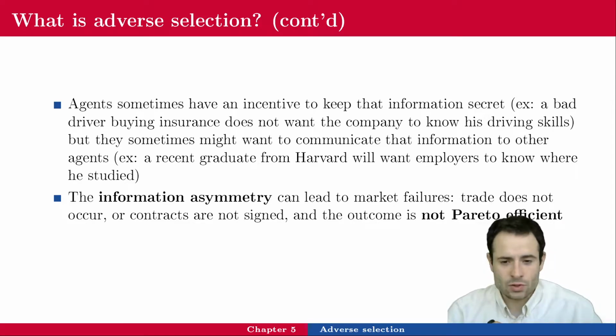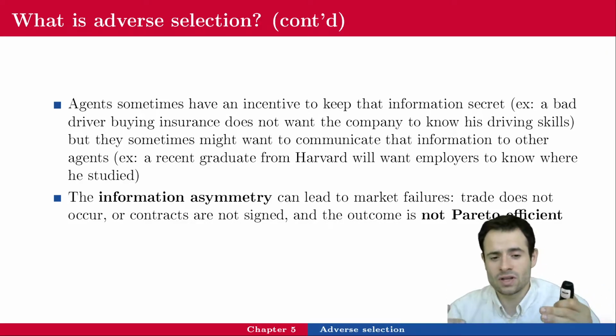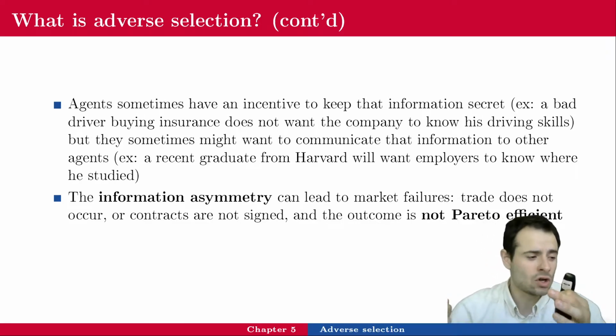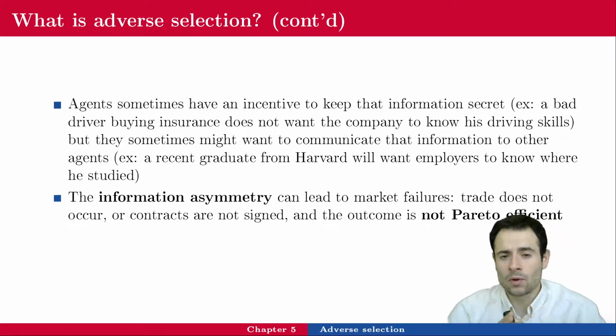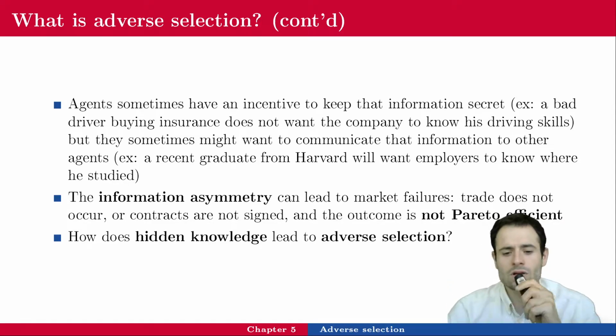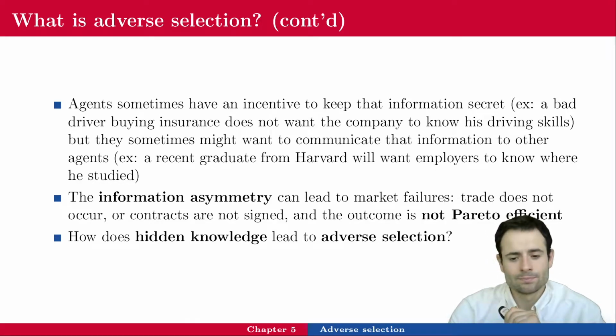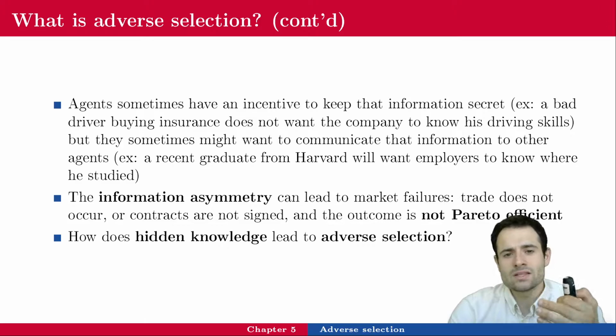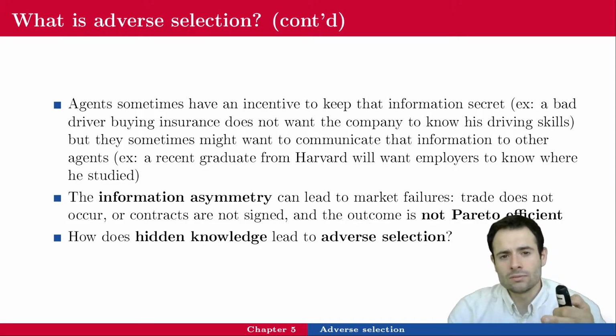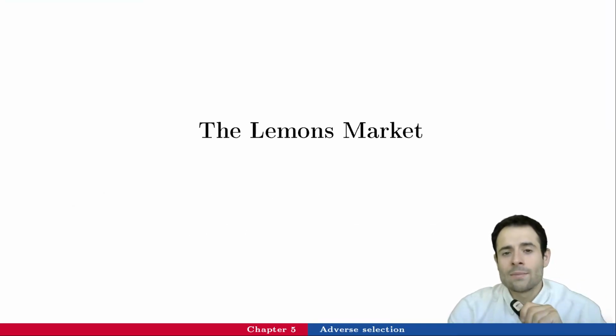The information asymmetry can lead to market failures. So trade does not occur, although it would be Pareto efficient if it did, or contracts are not signed, although it would be Pareto efficient that they are. So the outcome might not be Pareto efficient. So how does hidden knowledge lead to this adverse selection problem? In order to understand this, I'm going to show you the original model, the lemons market.